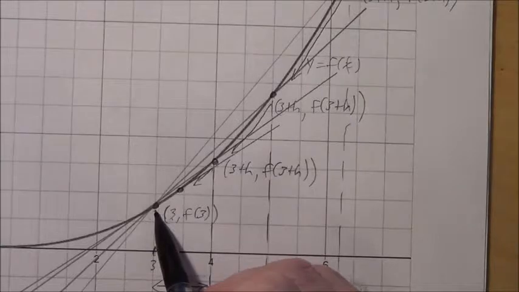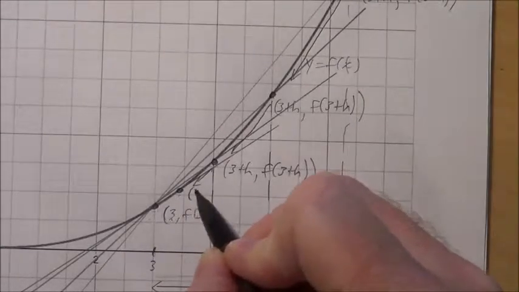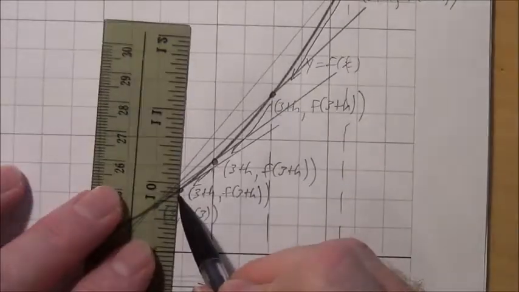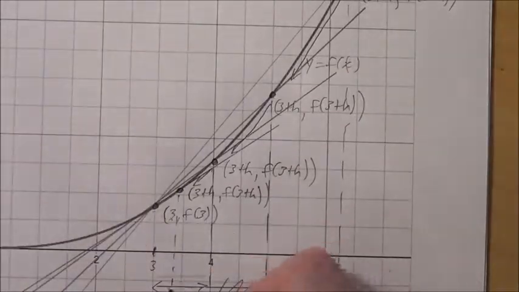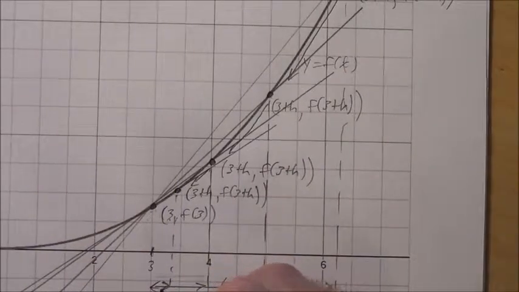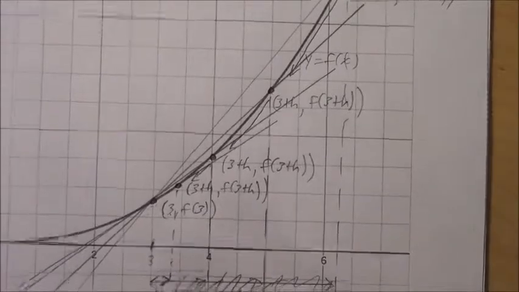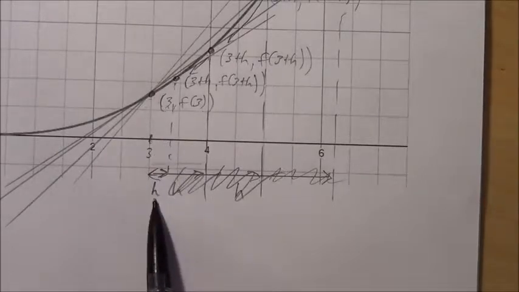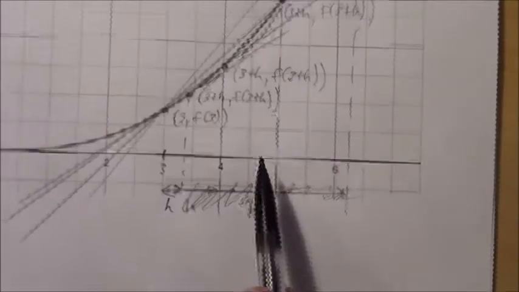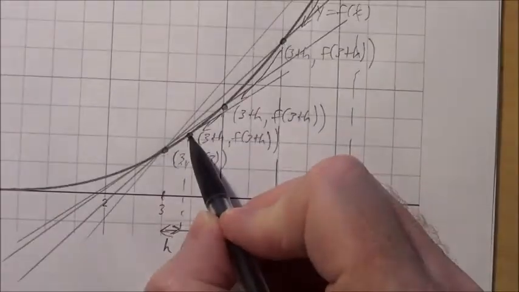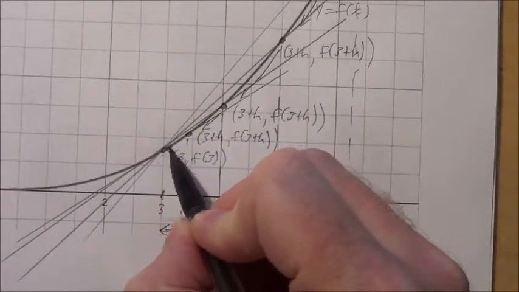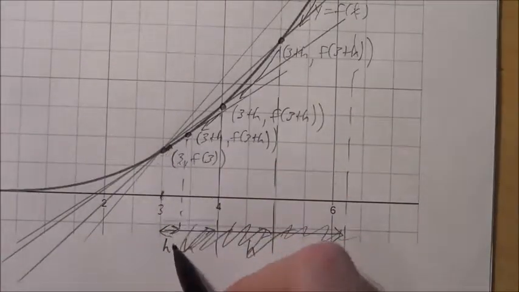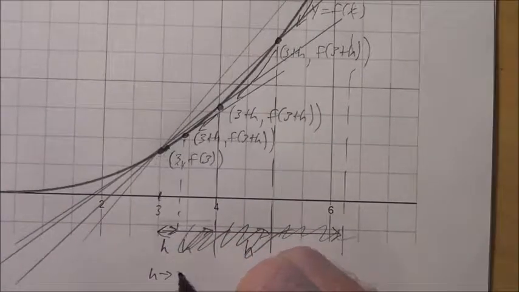So again, still this is 3, f of 3. This now, of course, is still 3 plus h, f of 3 plus h. And now we see that this size of h, this horizontal distance, is still h, but it's getting much smaller. We're going to continue this process until this point is so close to 3, f of 3, or to the value of 3, that h is actually going to approach 0.